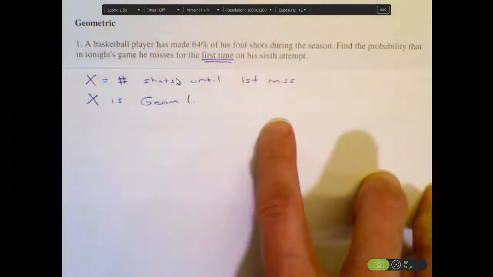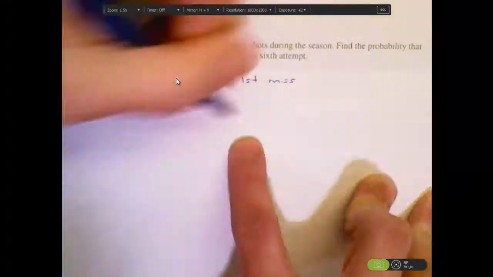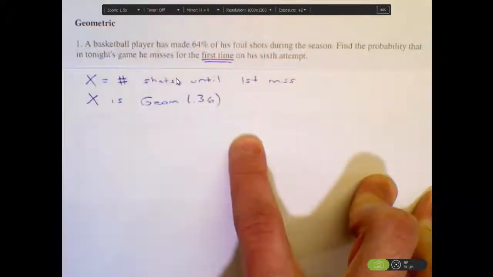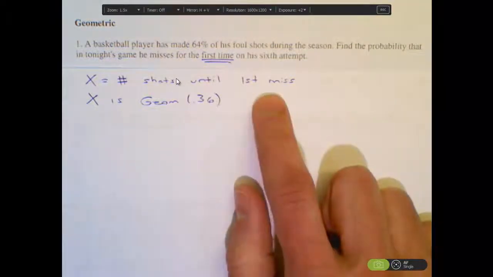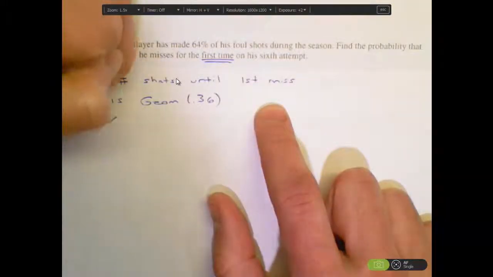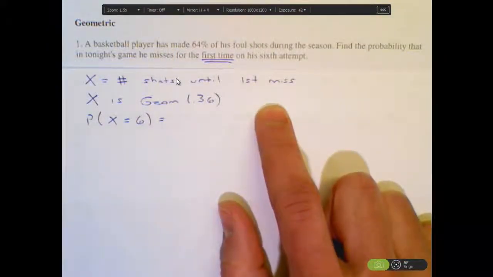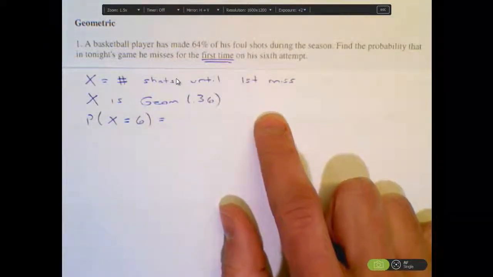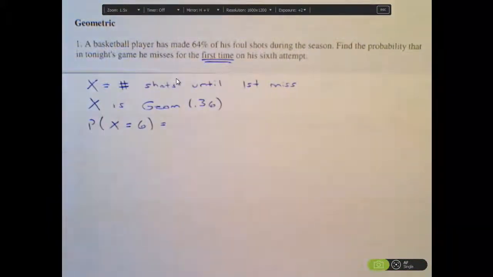I need to be extremely careful here. I'm not going to put 0.64 because I'm talking about the probability he misses. So it's going to be geometric with a parameter of 0.36. So if I'm saying the number of shots until the first miss, I'm saying the probability that X is equal to 6. Okay, so I have 5 makes and then a miss.